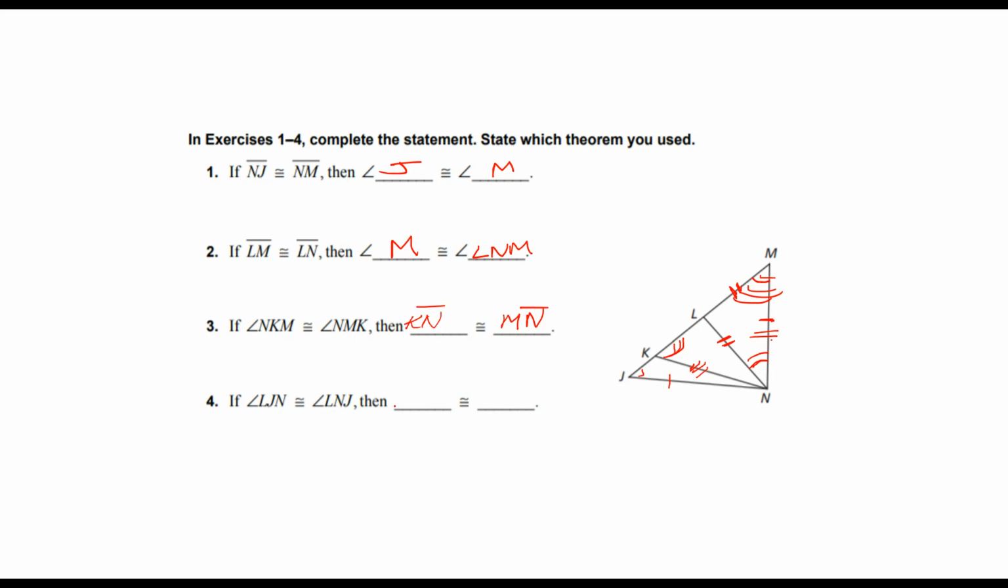And last, if I know that LJN is congruent, okay, so here I'm going to just leave one marking here. LJN is congruent with LNJ. What do I know is congruent now? Well, there's so much to figure out here. Well, I would know that LN is congruent with LJ. Ton we can figure out from that diagram.